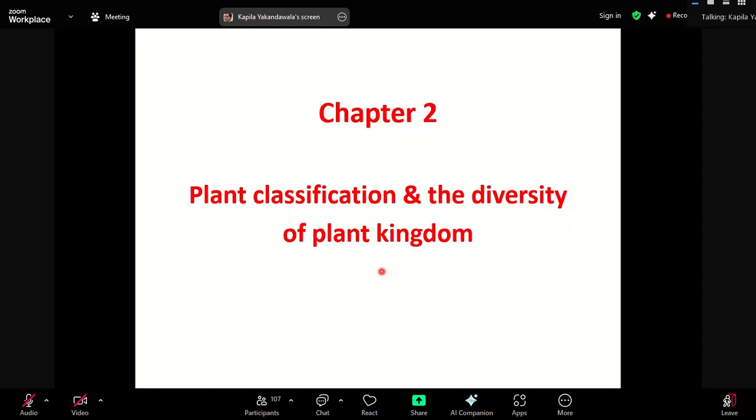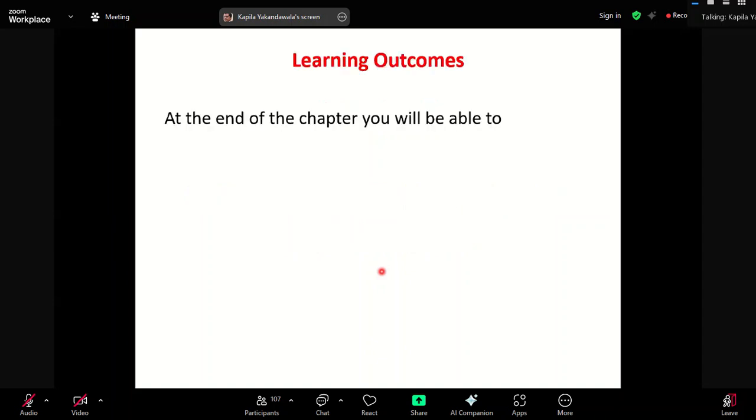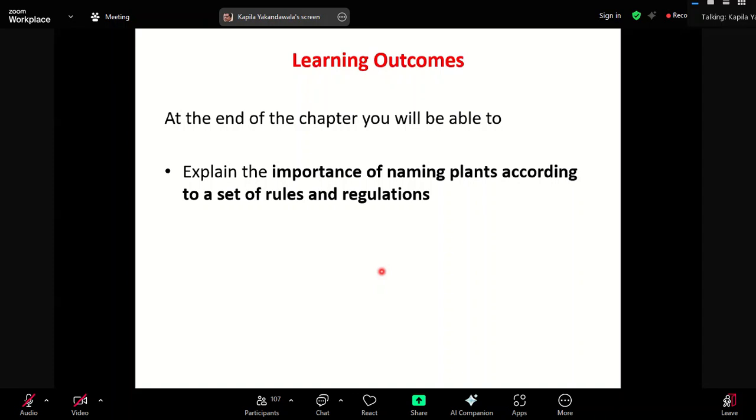Right. Okay, right. Chapter 2, plant classification and the diversity of the plant kingdom. So these are the ILOs. Explain the importance of naming plants according to a set of rules and regulations. At the end of the lecture, you should know this. Why should we name plants according to a set of rules and regulations?